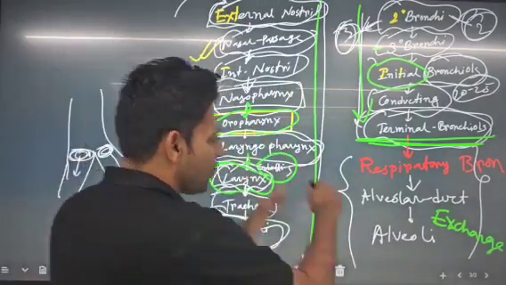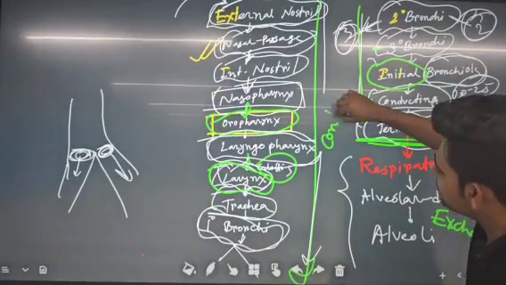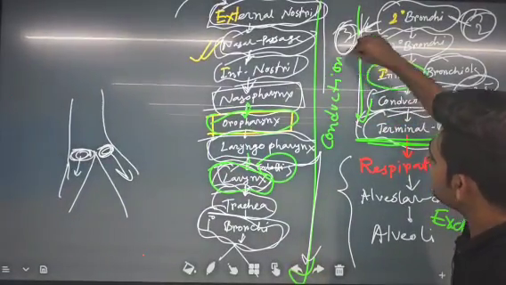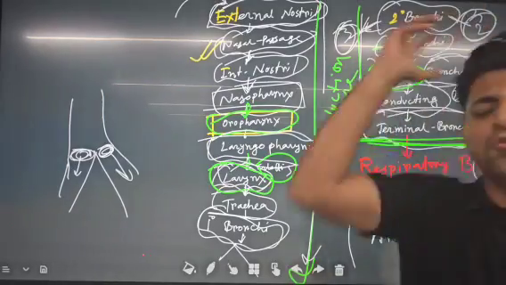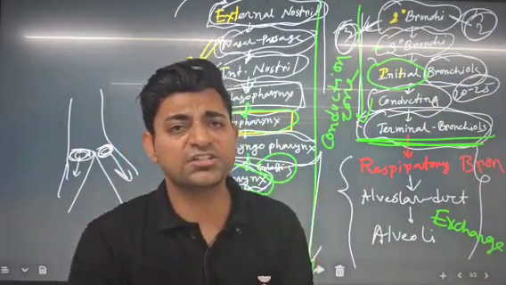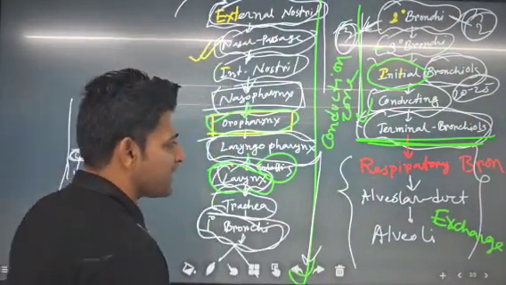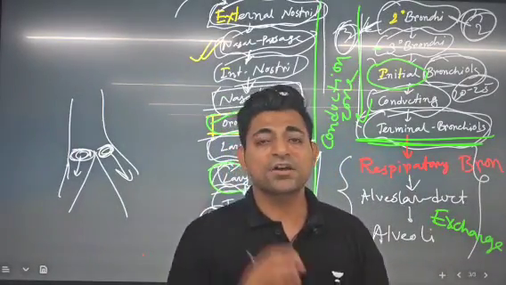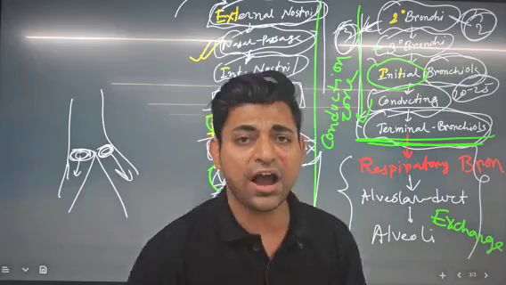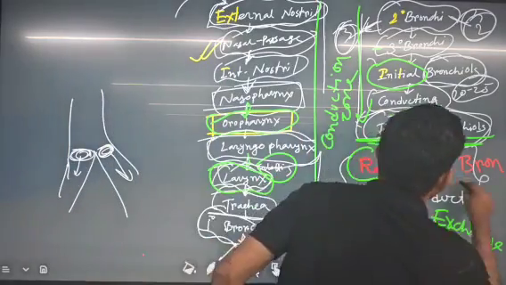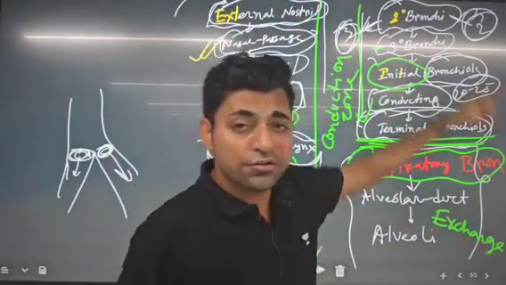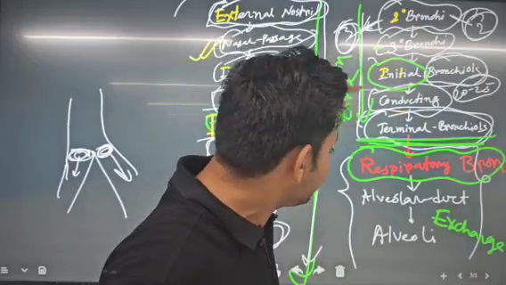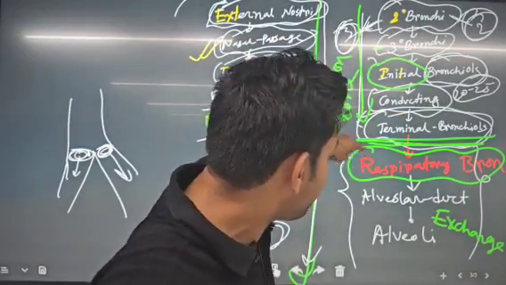So this portion is called the conduction zone. There is no diffusion of oxygen, no diffusion of carbon dioxide. Now our respiratory airways will start diffusing in and diffusing out those gases. It will start from the respiratory bronchioles. They are devoid of cartilage.